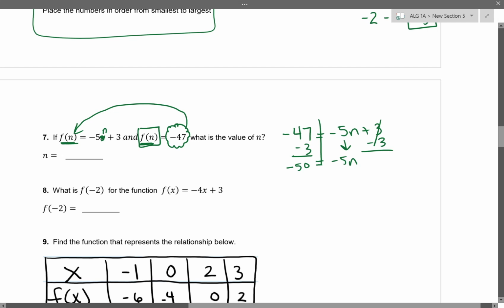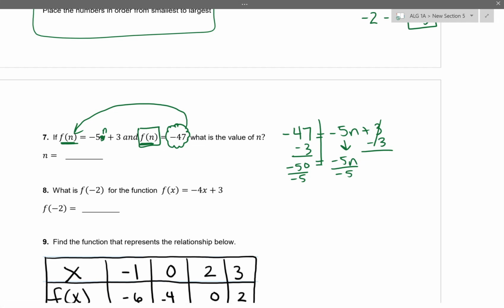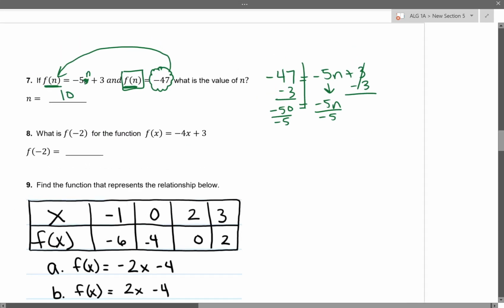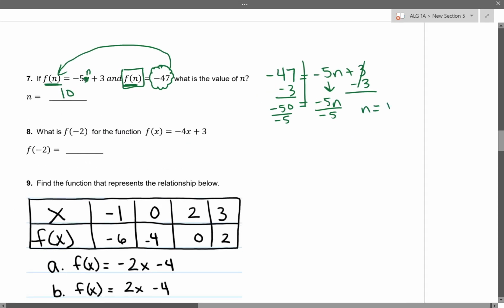My last step would be to divide by negative 5. So, negative 50 divided by negative 5 gives me an answer of positive 10, because a negative divided by a negative equals a positive. So this is my answer.